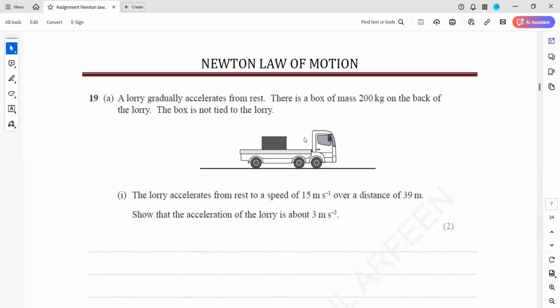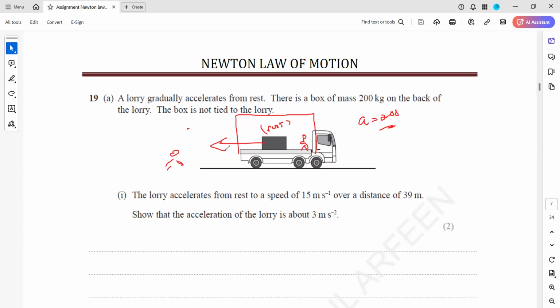Now, for a person who's looking from here, the box is stationary. If you don't see anything from outside, the box is stationary. So, as the box is stationary, there is a forward force. The acceleration of the lorry is 2.88. For a person looking from outside, the acceleration of the lorry and the acceleration of the box should be the same, 2.88. But if their accelerations are not the same, what will happen?